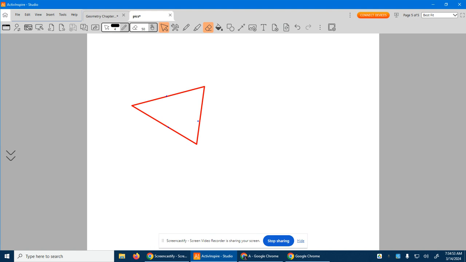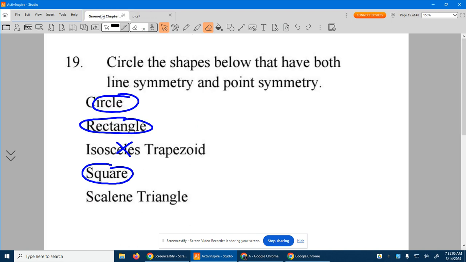If we take it and try to spin it, we should see also that that's not going to work, because as we spin, it just doesn't ever quite land back on itself until you go a whole 360 degrees. So this one is going to be a big no too. So you're going to circle the square, rectangle, and the circle. Those have both line symmetry and point symmetry.